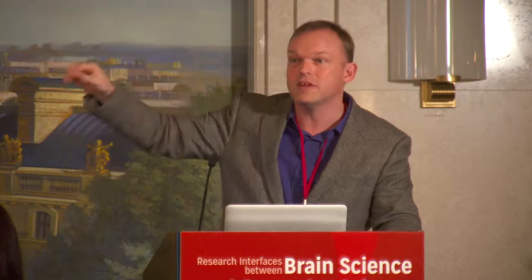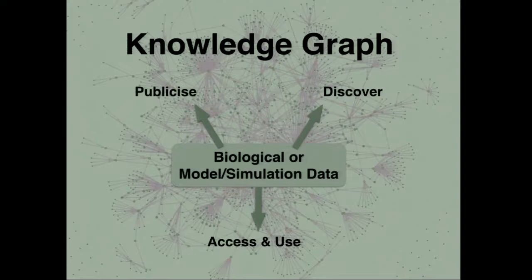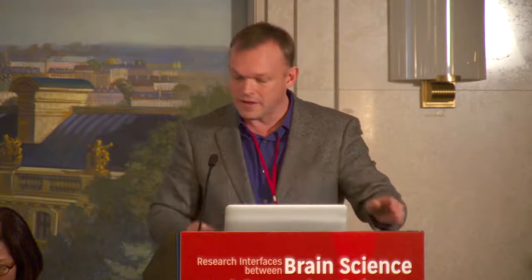And that's something that in the Human Brain Project we've started to do, is to build a knowledge graph. And this is a place where data can be registered, discovered, and accessed and used. And it can be either biological data, biological observations, or models or simulation output. Because we actually want to use the same semantics to talk about simulated data as we do for biological data, so that we know which comparisons really make sense.